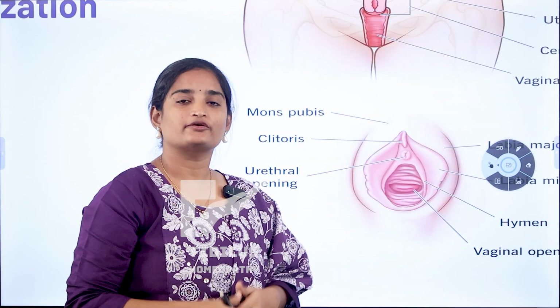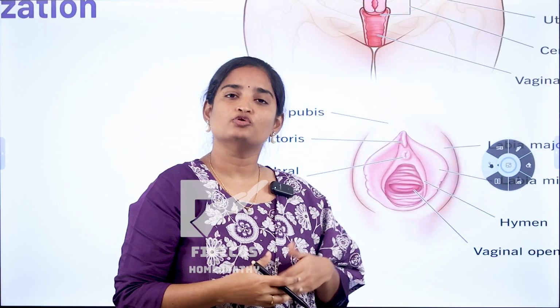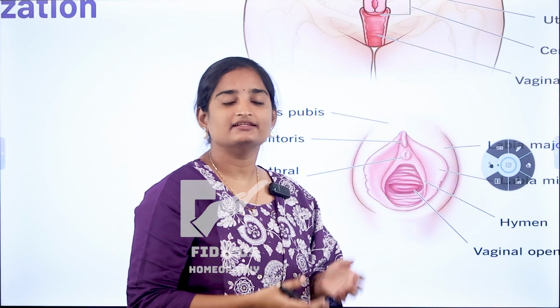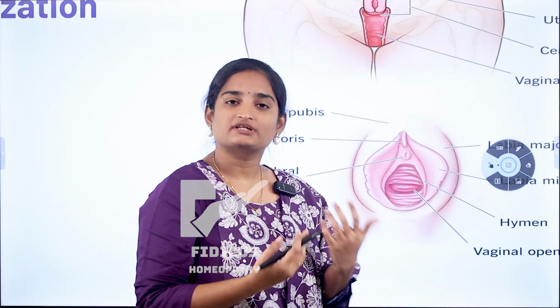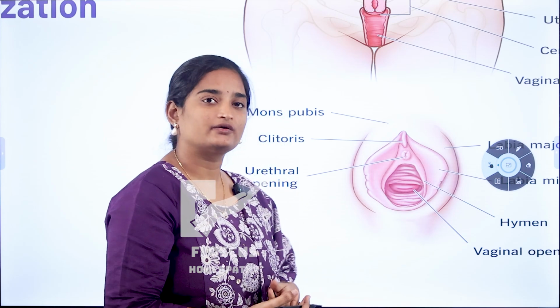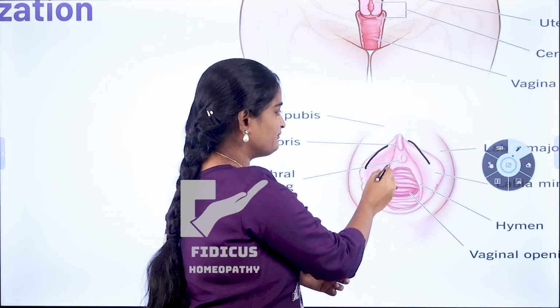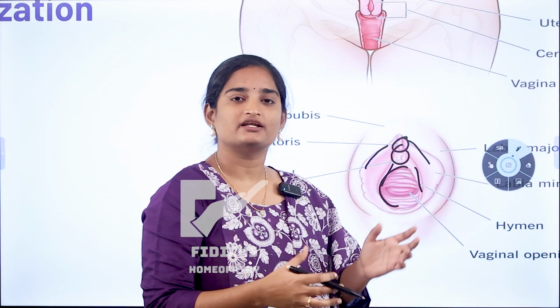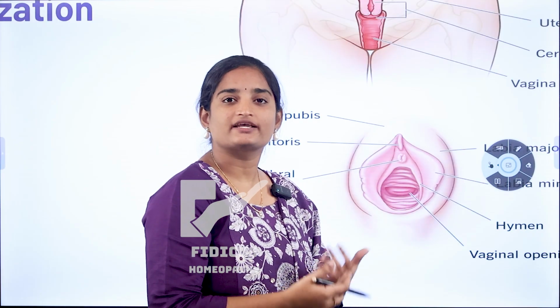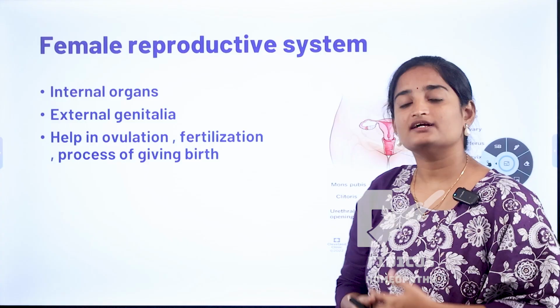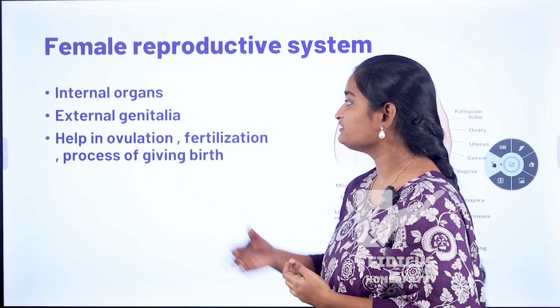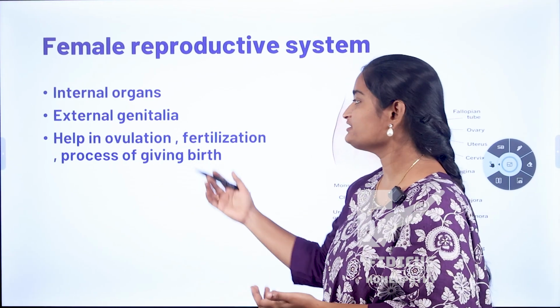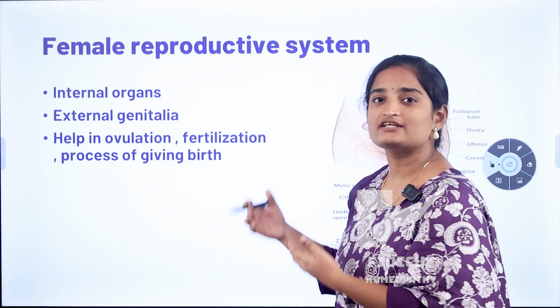Now, the external reproductive system, which is nothing but the vulva. It is also called the external genitalia. In this, the mons pubis, clitoris, labia majora and labia minora are included. This is the labia majora. This is the labia minora. This is the clitoris. This is the vagina. All these parts constitute the internal reproductive system, and all these parts constitute the external genitalia. These internal organs and external genitalia work together and help in ovulation, fertilization and the process of childbirth. Let us explore each organ in detail.